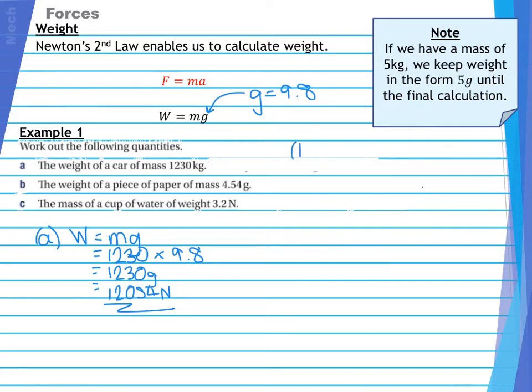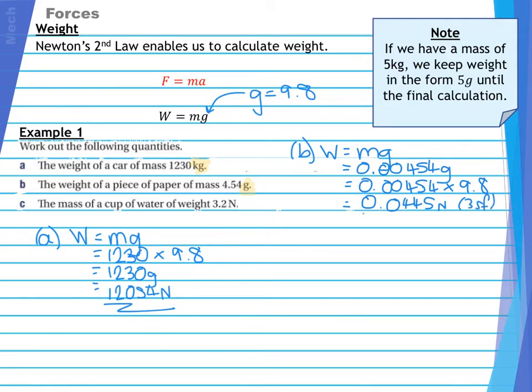Okay, question B feels like it's going to be pretty straightforward. However, they've thrown us a curveball. This is in grams, whereas the mass needs to be in kilograms. It needs to be in its standard international unit. So that means we've got to convert this into kilograms first before we do the calculation. And we know that there's 1,000 grams in a kilogram, and therefore this mass is 0.00454 g, which is the same as 0.00454 times 9.8. Giving us a weight of 0.0445 newtons, correct to 3 significant figures.